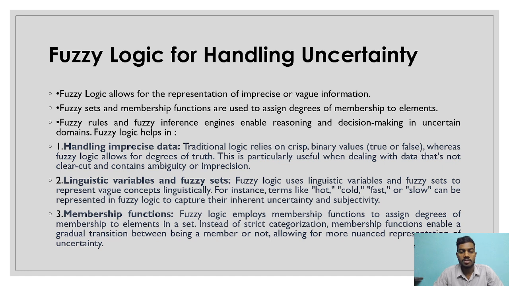Traditional logic relies on crisp binary rules, which are either true or false, whereas fuzzy logic allows for degrees of truth. Fuzzy logic measures depend upon the degree of the truth. This is particularly useful when dealing with data that is not clear-cut and contains ambiguity or imprecision.